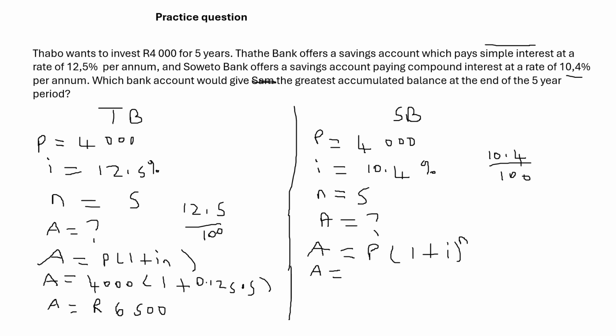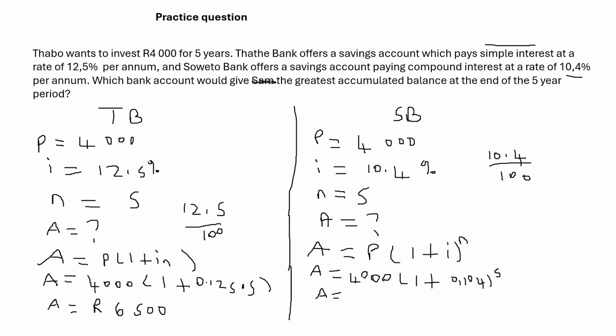So P, we know again, is the same as the other bank, which was 4,000. So you put 4,000 there, and then open the bracket. We know it's going to be 1 plus interest. It will be 10.4 divided by 100 so we can get the value as a decimal. It will give us an i of 0.104. So 0.104 is our interest as a decimal. And then to the power of n, we know it's 5 because it's the same throughout. And then from there onwards, just put everything as it is, and that will give us the value.